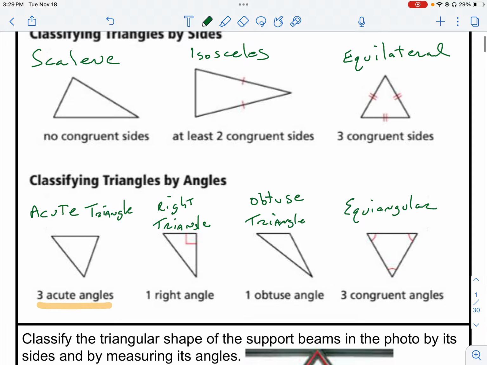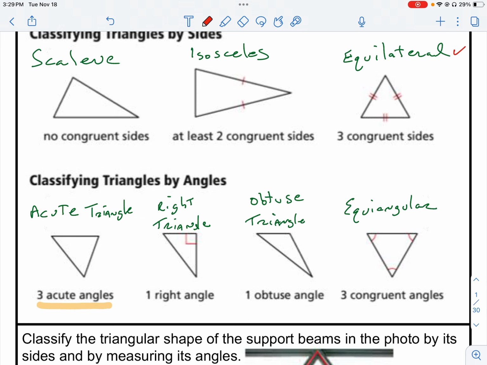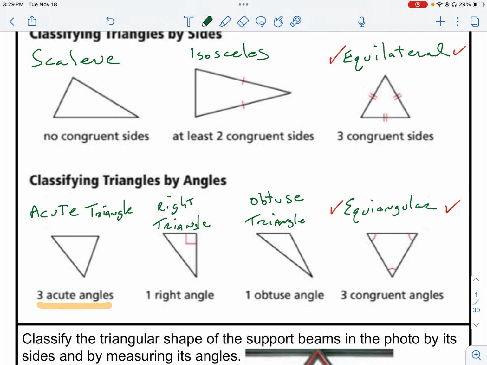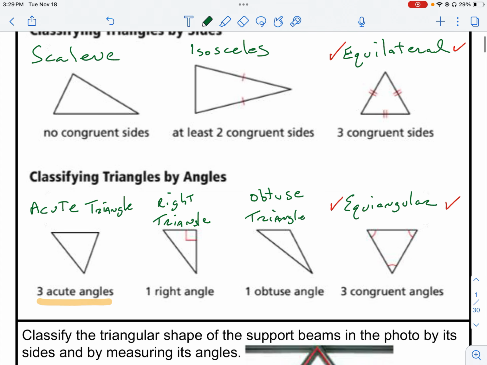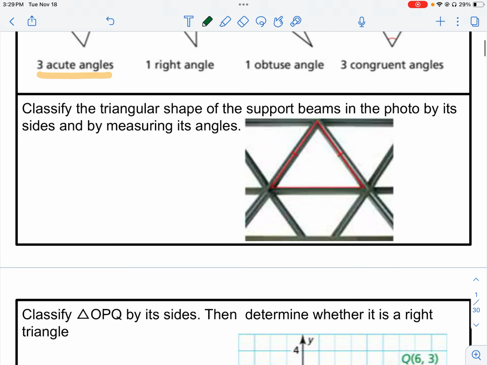And spoiler alert, if it's equilateral, it is equiangular. And if it is equiangular, it is also equilateral. It's probably why you haven't heard the term equiangular used before. But that's not going to be true in other polygons once we start looking at different shapes. So we need to be familiar with the word equiangular, which means all the angles are congruent.